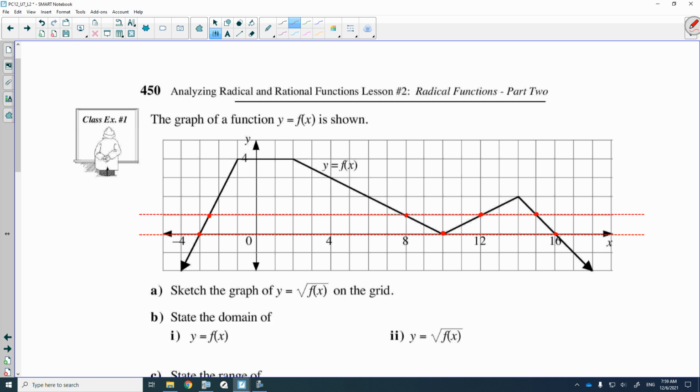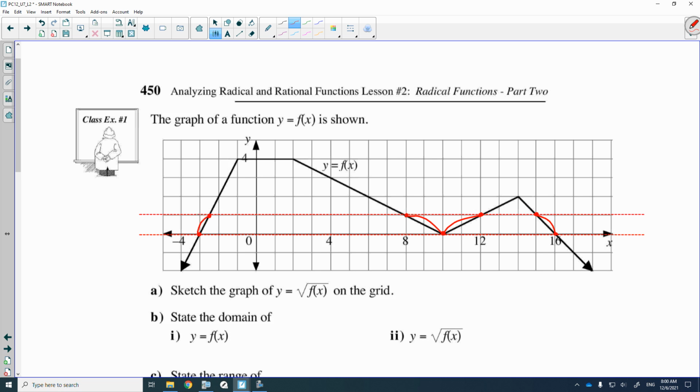Okay, so what do I do from here? We're going to now follow that rule: if you're within the red zone, your radical graph will be above the original, and you make it a concave down curve. Over here, we're within the red zone. You're going to go above the original. And then here's the last piece where we're going to be above the original.